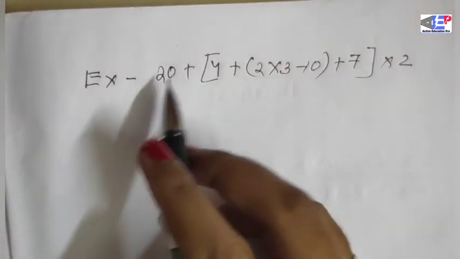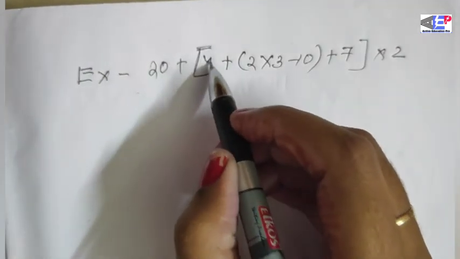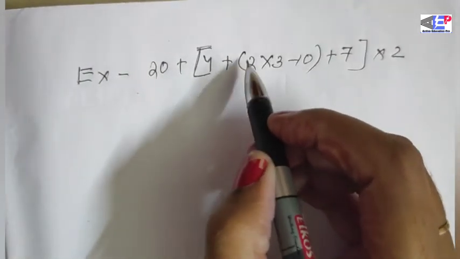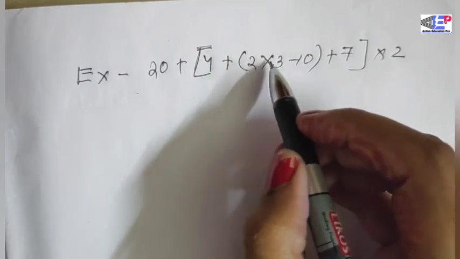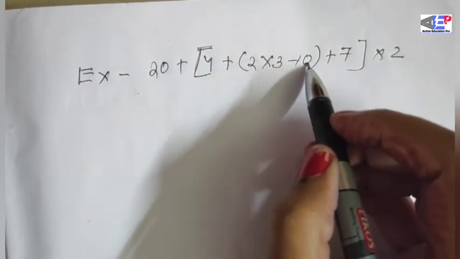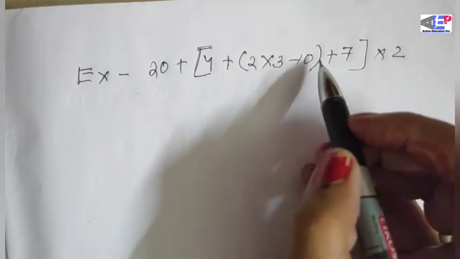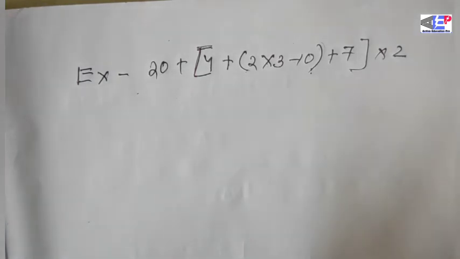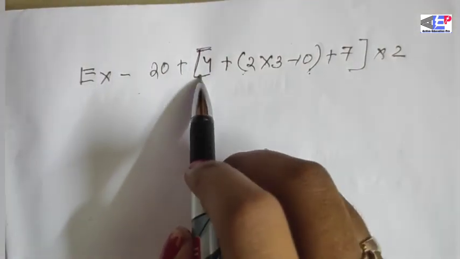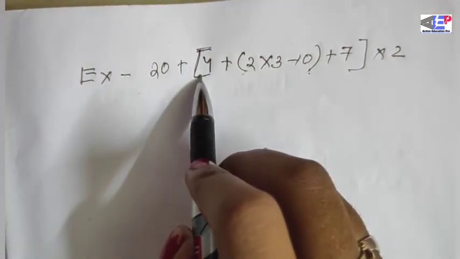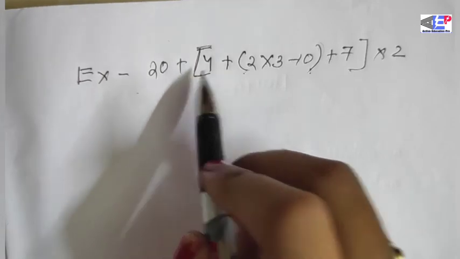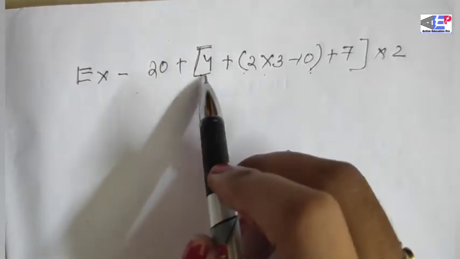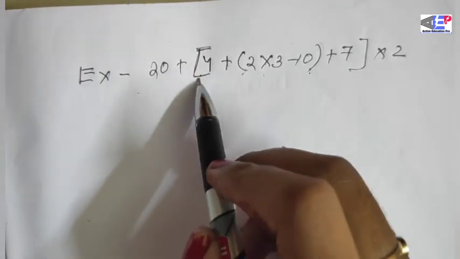This is another question. 20 plus square bracket start, 4 plus simple bracket, otherwise commonly known as round bracket, 2 multiplied with 3 minus 10, round bracket end, then plus 7, square bracket end, into 2. As per the rule, first we have to remove brackets. But yes, there are two brackets, a simple bracket and a square bracket. We have to remember there is a bracket inside the square bracket.